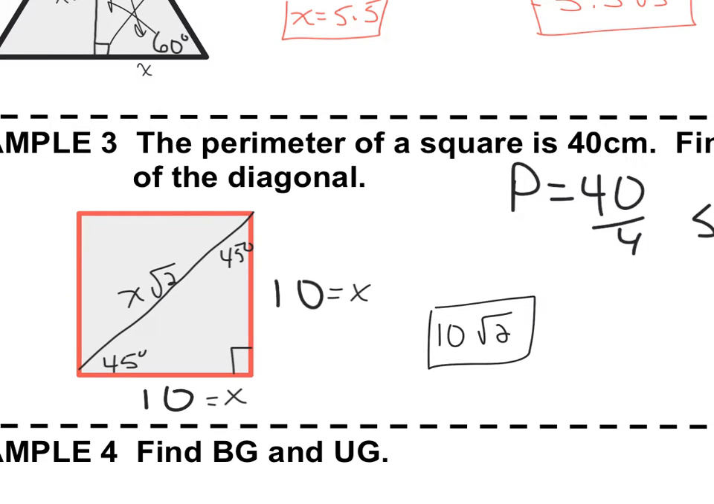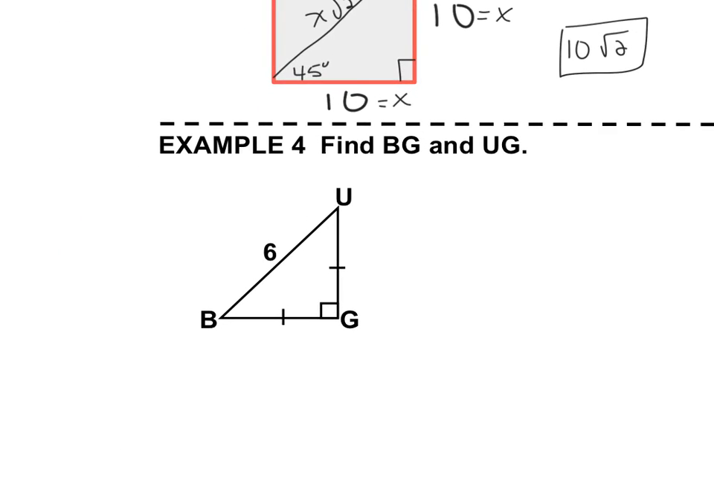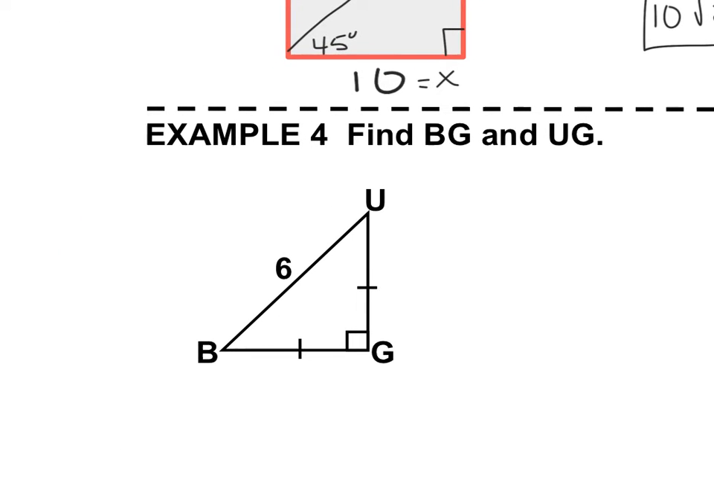We actually were able to solve for x pretty quickly. The next few are going to be a little trickier. They're going to be the ones that give us the tougher sides. So it says here, find BG and UG.